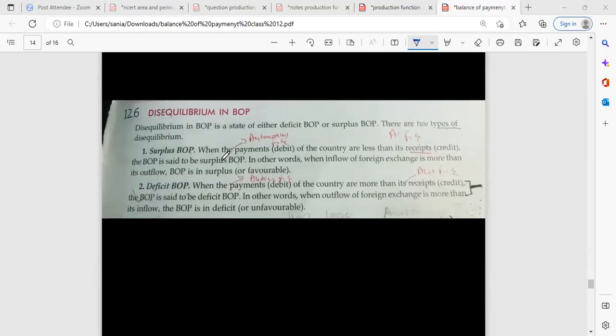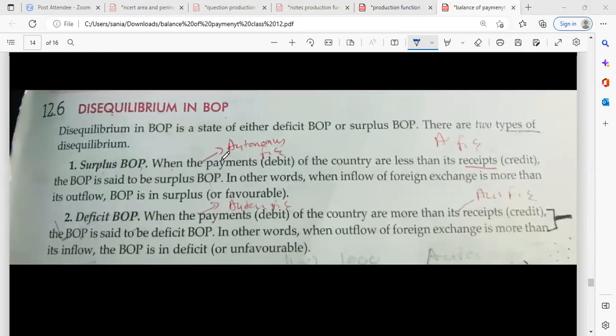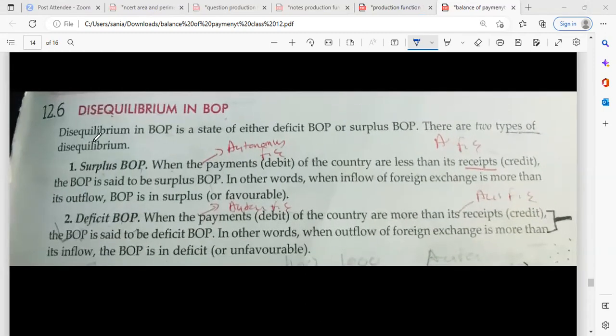Okay. Now coming to the next one, which is the disequilibrium in BOP. Very, very important. Disequilibrium in BOP is the state where either a deficit of BOP or a surplus of BOP will be there. So you will write disequilibrium in BOP and then first surplus. Surplus means when the payments of the country are less than the receipts, this is called surplus BOP. In other words, when inflow of foreign exchange is more than the outflow, then it is BOP surplus.